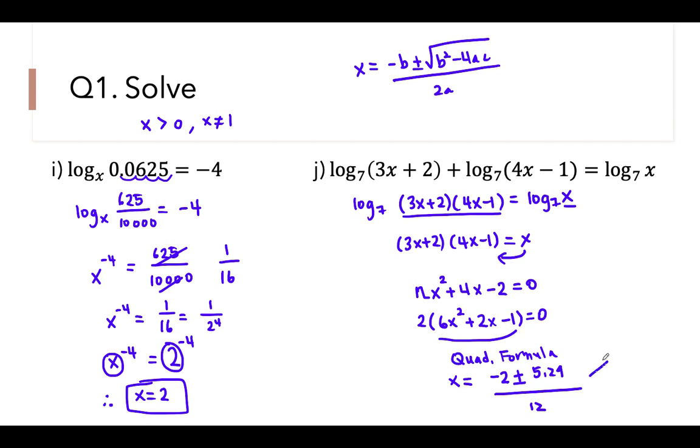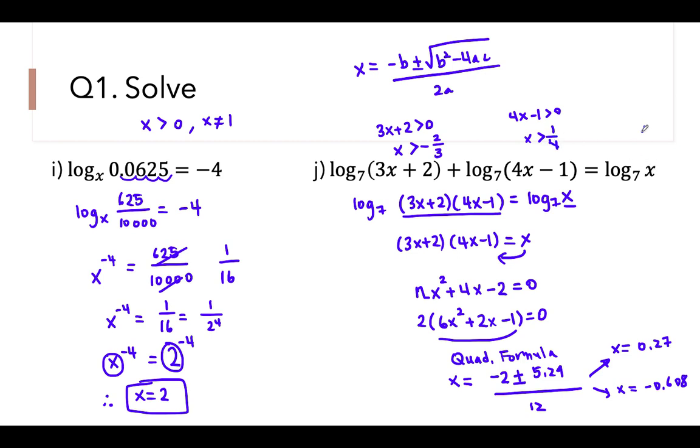And therefore, you'll get x is equal to positive 0.27 for the plus, and for the minus, x is equal to negative 0.608. Well, let's double check. I want 3x plus 2 to be greater than 0, so x has to be greater than negative 2 over 3. And for this one, 4x minus 1 has to be greater than 0, so x must be greater than 1 over 4.